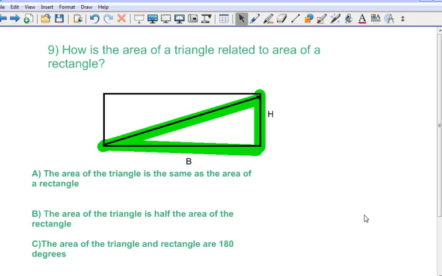Okay, so how's the area of a triangle related to the area of a rectangle? Is it A, the area of the triangle is the same as the area of a rectangle? B, the area of the triangle is half the area of the rectangle? Or C, the area of the triangle and rectangle are 180 degrees? All right, so go ahead.